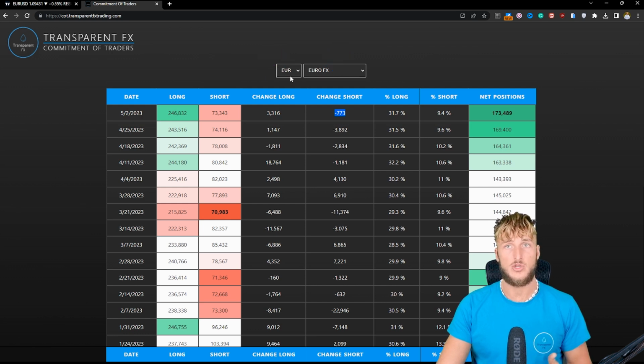Now, this is making the euro stronger, and you have to keep in mind that all currencies on the spot are traded against the USD. So if you're checking the data for the euro, you're actually already checking euro USD.